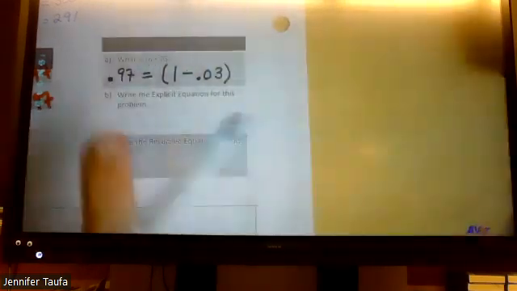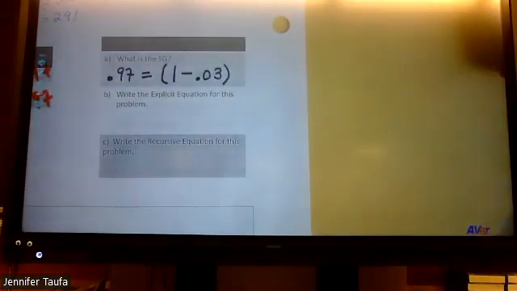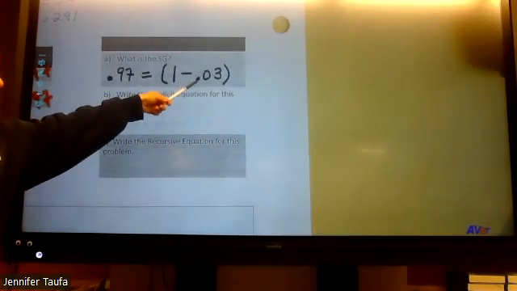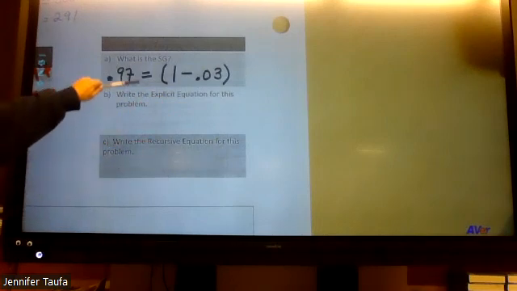So when you are multiplying by a decreasing percentage, you have to think about what percent you are keeping. We kept 97% of our product. We lost 3%. So what you multiply by is what you keep.